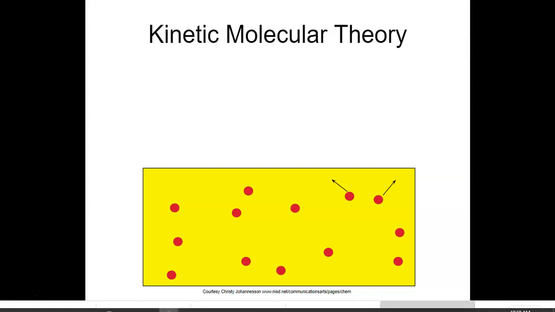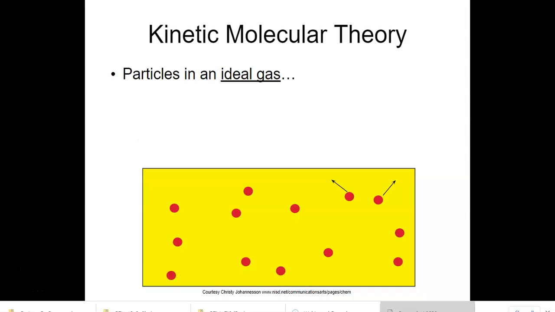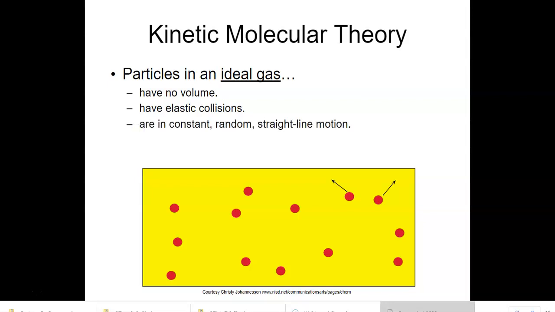So let's do a little refresher real quick. Kinetic molecular theory states that gases, or particles in an ideal gas, and remember, we're living in an ideal world, are going to have no volume. They're going to bounce off of each other and not lose energy. That's what elastic collisions mean. They're going to be in constant random straight line motion, so they don't really have a path. They're just going to keep moving and changing direction when they hit something.